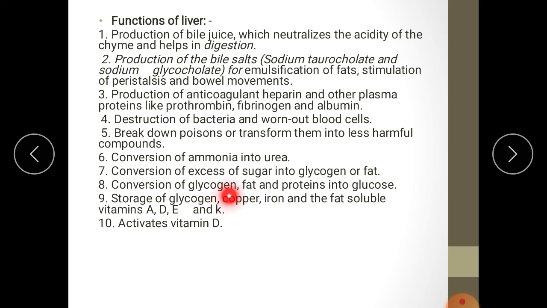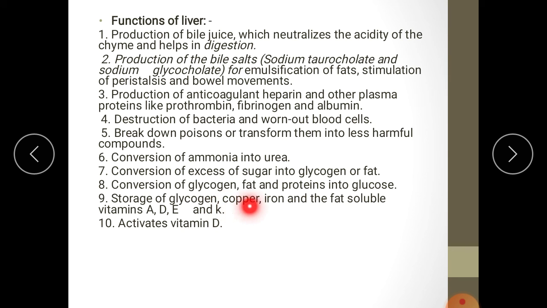Conversion of glycogen, fat and proteins into glucose. Whenever the body does not have a sufficient amount of sugar in its blood, the stored glycogen is converted into glucose, stored fat is converted into glucose, proteins are converted into glucose. That is done by the liver. So storage of glycogen is done by this liver. Excess sugar is converted into glycogen, and this glycogen is stored in our body either in the liver or in muscles.